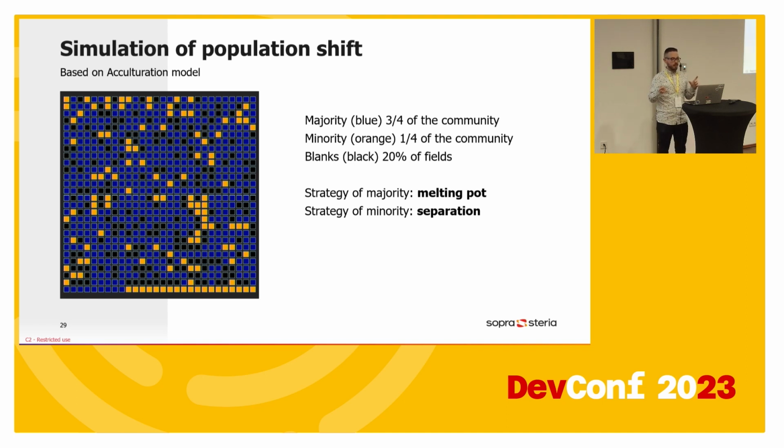Why and where this individual is moving and can move depends on cultural strategy, acculturation strategy. So technically, I took such a matrix. I took 20% of cells to reserve as empty spaces, and the rest I put individuals. And among those individuals, 75% of them is majority group with acculturation strategy melting pot, the blue one. And minority, the orange one, is 25% of the remaining cells, and they have a separation strategy.